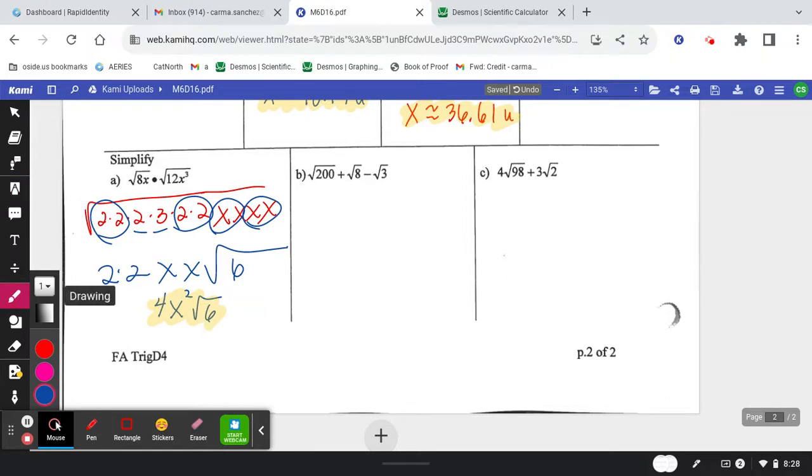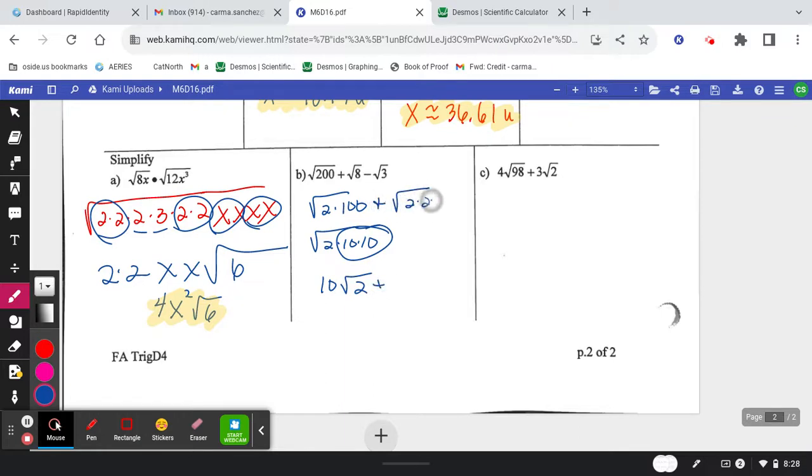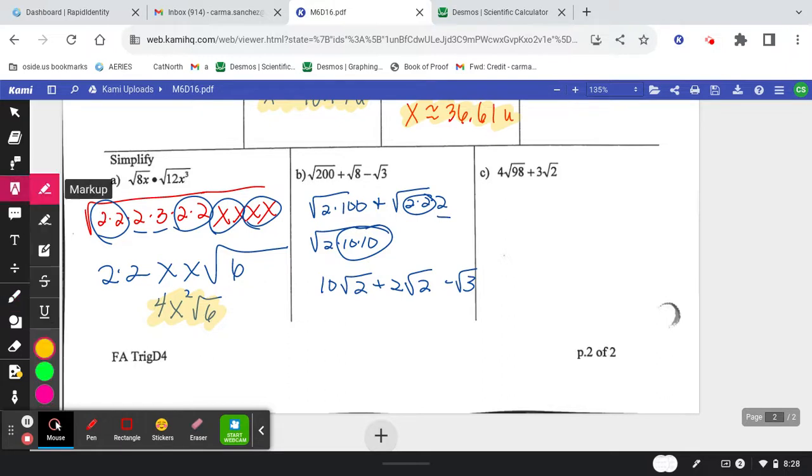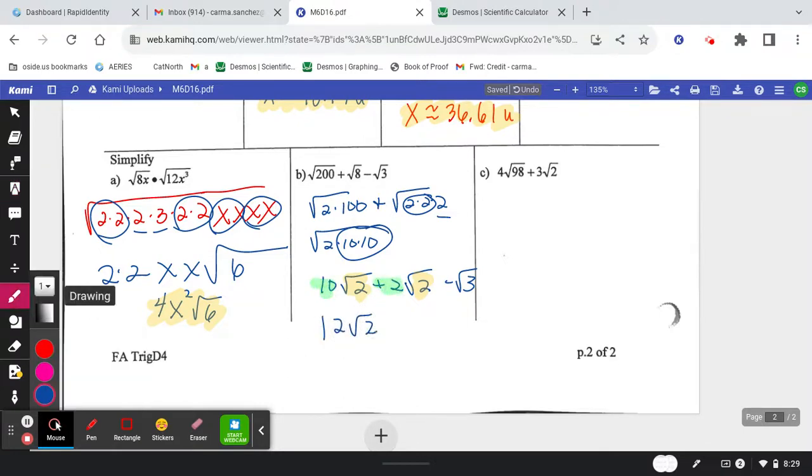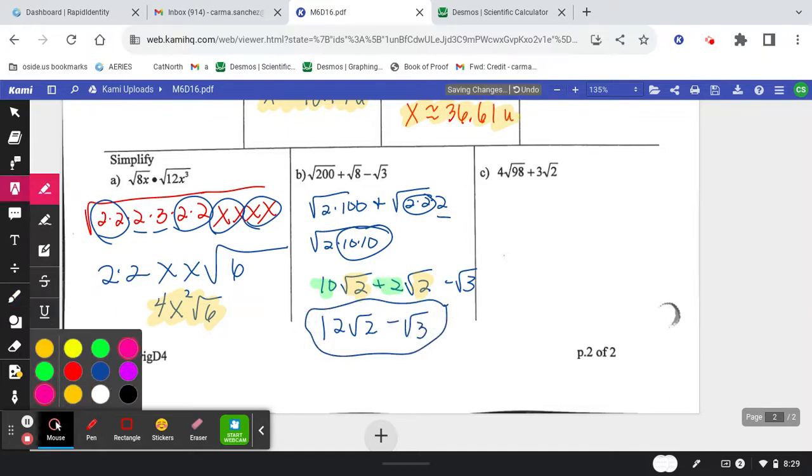Next one, how do I break down root 200? 2 times 100 or 2 times 10 times 10. So pair of 10s, a 10 comes out. And then root 8, 2 times 2 times 2, a 2 comes out and a 2 stays in. So when you're adding and subtracting root 2's, those are like terms. So I have 10 root 2's and 2 root 2's. I have a total of 12 root 2's. The root 3, nothing can combine with at the end, so now it's done. How'd you do?